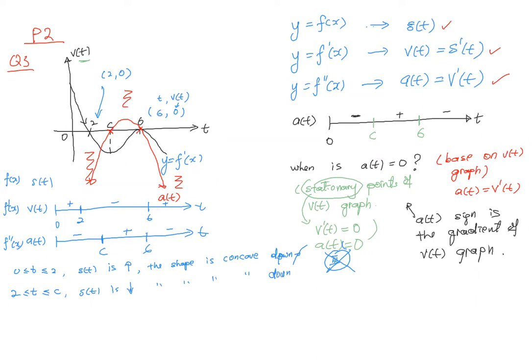So decrease, concave down. So you have to go like that. So 1 and 2 both can be, correct? Okay, then T from C to 6. ST is decreasing. The shape is concave up. Go down and concave up. So it should be this way, correct? So both also can.